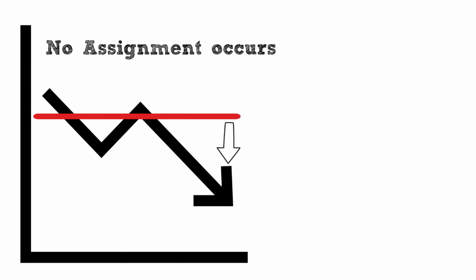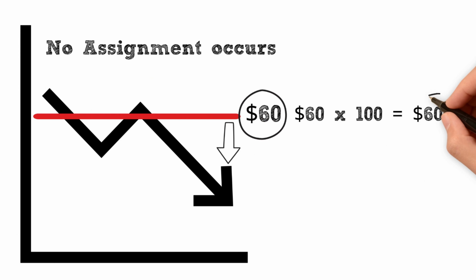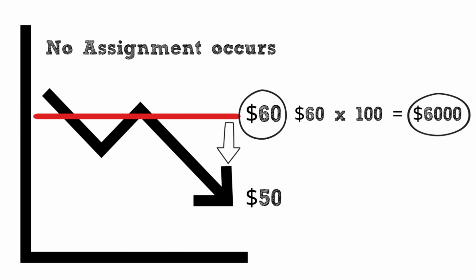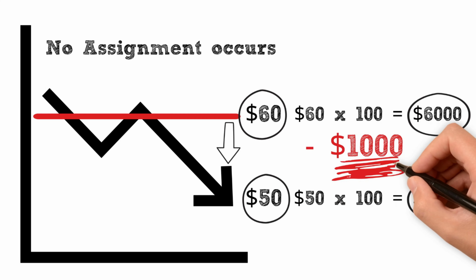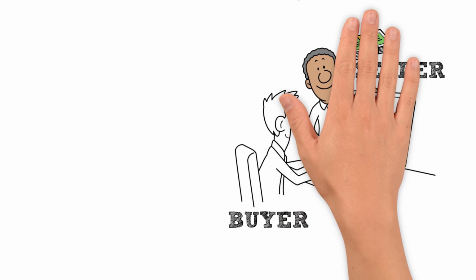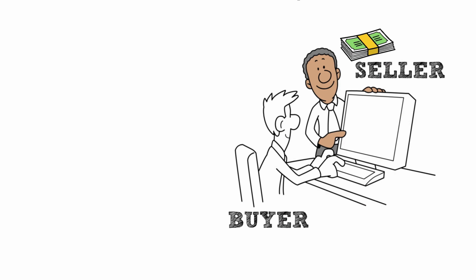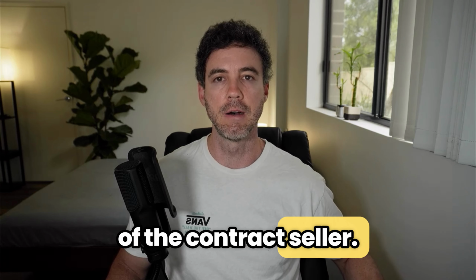If 100 shares are bought at the strike price of $60 times 100, so $6,000 in total, and then sold at the current price of $50 times 100, so $5,000 in total, then that's a $1,000 loss. It wouldn't make sense to do that. But remember, they paid the initial premium to the contract seller. That is not returned to them, so that is a small loss. So let's take a look at that same example, but from the perspective of the contract seller.